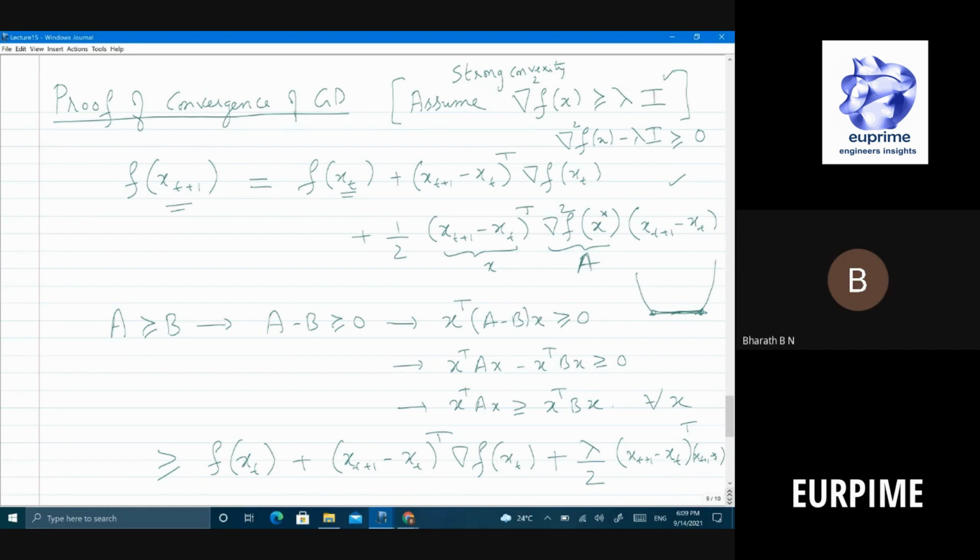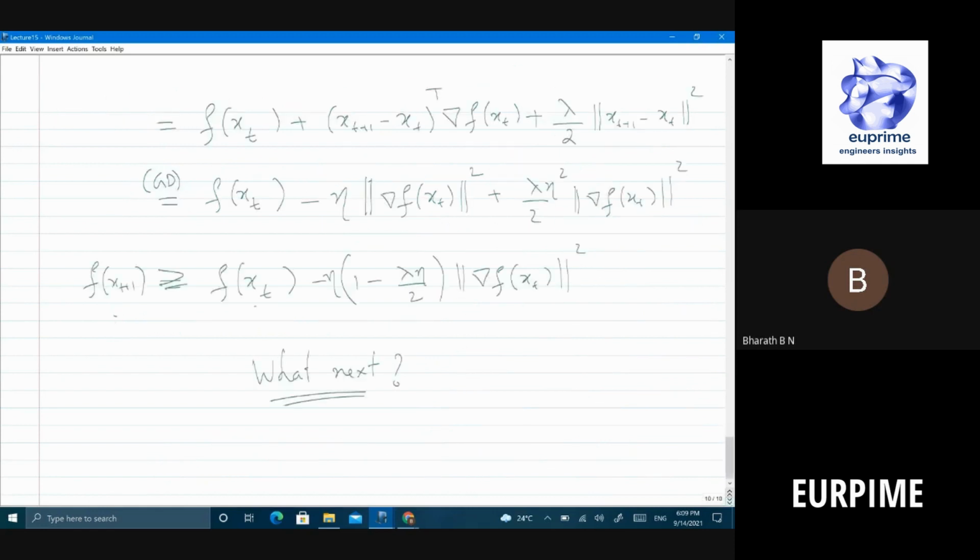That's what we did. Then we said, well, if the Hessian is greater than or equal to lambda times identity, we could replace xt plus 1 minus xt by x. So it's like x transpose Hessian x, which is definitely greater than or equal to lambda times identity. So I just replace it by the same. We got lambda by 2 times xt plus 1 minus xt transpose xt plus 1 minus xt. So it's like x transpose x, the inner product, which gives me the norm squared.